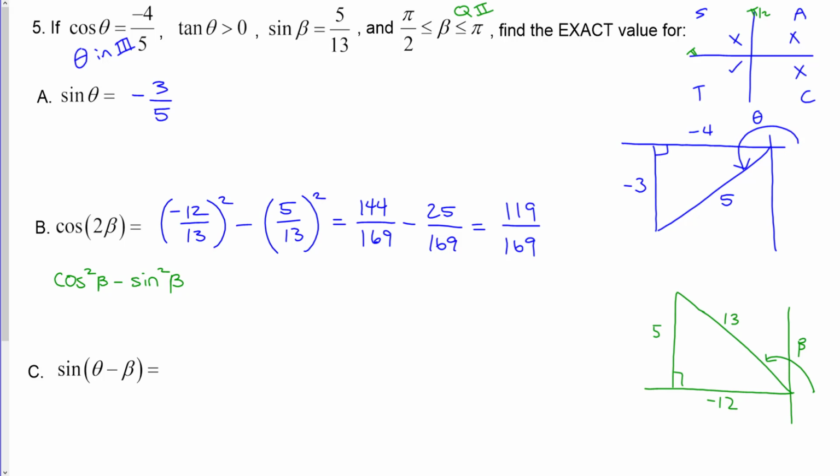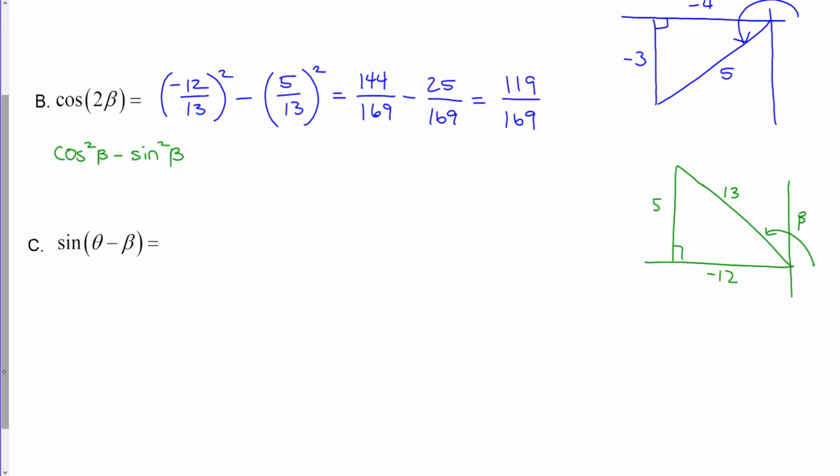Sine of theta minus beta. Well, again, we need an identity to help us. So this looks like sine of theta cosine of beta minus cosine theta sine of beta.